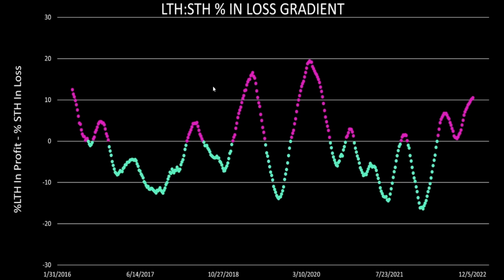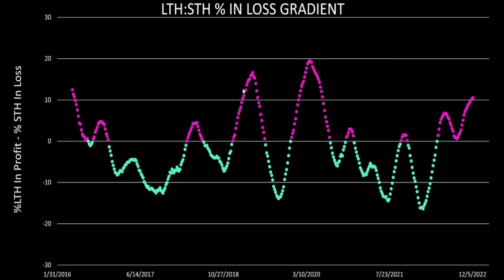Okay, so this is the long-term holder to short-term holder percent in loss gradient. What that means is we're simply looking at the long-term holders in loss subtracted from the short-term holders in loss. If there are more long-term holders at a loss than short-term holders in terms of percentages, it will be in this pink color here. So these times in pink are times when the long-term holders, percentage-wise, have exceeded the short-term holders in terms of holding at a loss. These are exceptional times in the network.